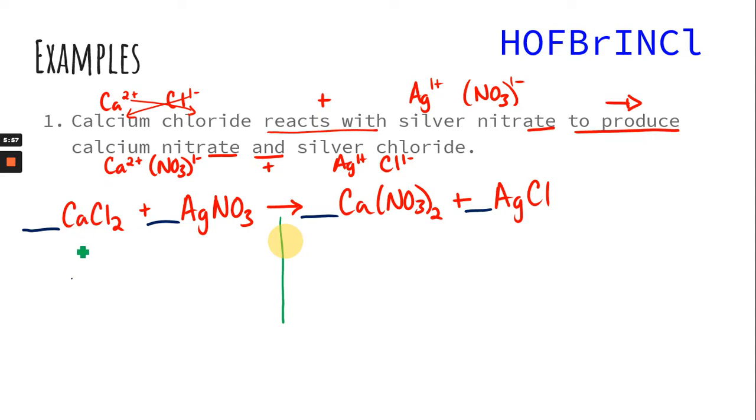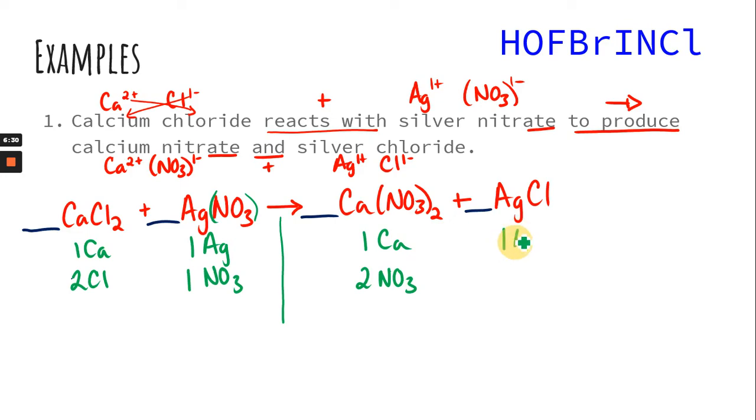So we have 1 calcium, 2 chlorines, 1 silver, and then I have NO3. Notice NO3 is also on the product side. So we're going to treat that as one thing. We're not going to separate the nitrogen and oxygen. So we have 1 NO3. And then when we come to the other side of the arrow, we have 1 calcium, 2 NO3s, 1 silver, and 1 chlorine.